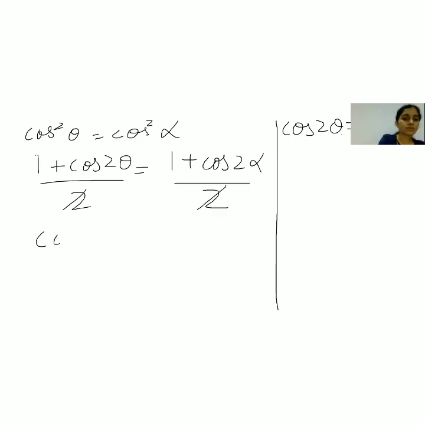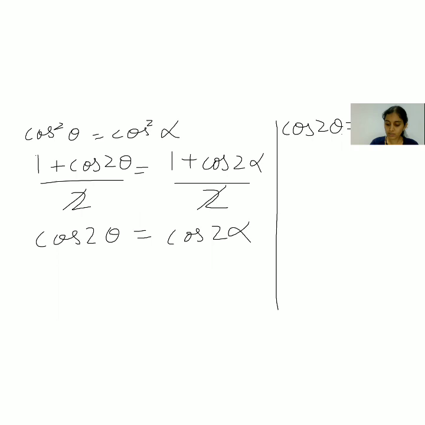So we are left with cos 2 theta is equal to cos 2 alpha. Okay, so whatever we had applied for theta, we'll apply for 2 theta now. So what was the formula for cos theta?